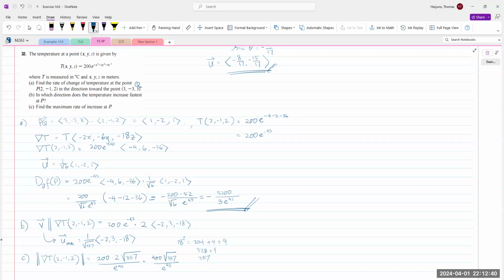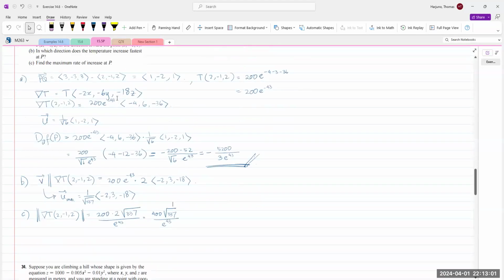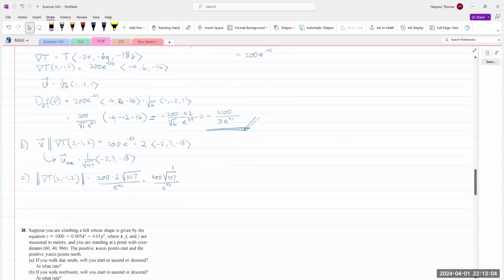I'm looking at my work just now. Check my computation. Okay, my technique is correct. I'm sorry, this is negative 2 squared plus 3 squared plus 18 squared. I can do it later. Check my computation. I don't think I made a mistake, but who knows? Okay, that's the technique. That's for number 32.